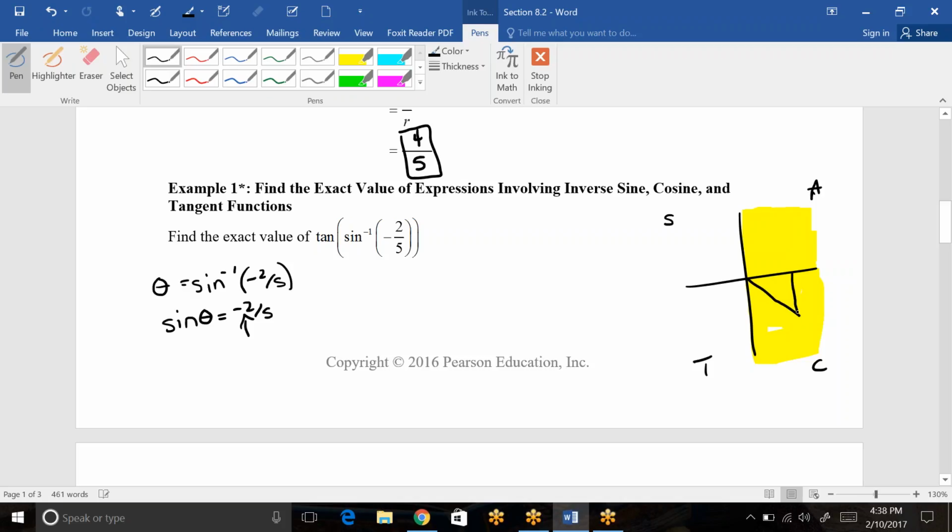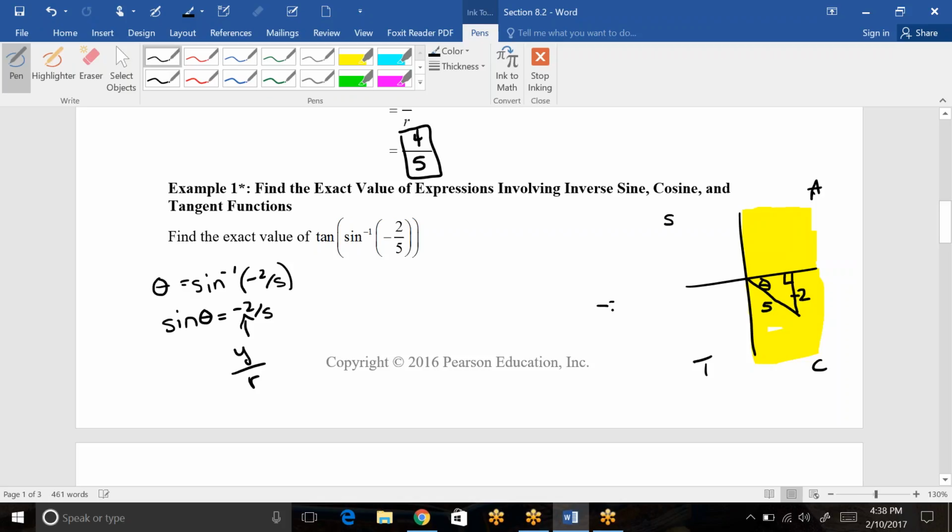So I'm going to draw me a little right triangle. So there's my theta. Remember, sine is opposite over hypotenuse. So this would be 2 and 5. Hypotenuse is always positive, so remember this is a negative y value, so that's a negative 2.